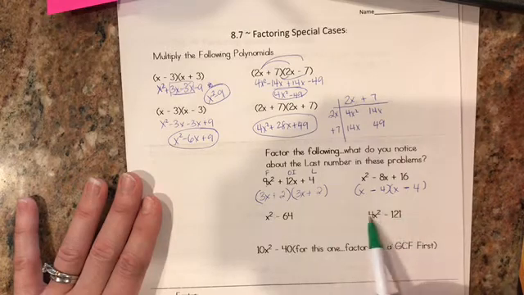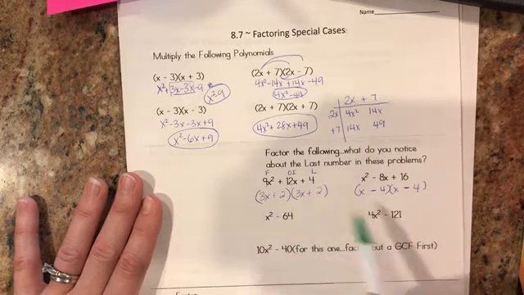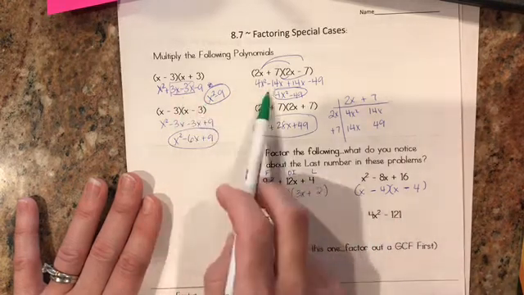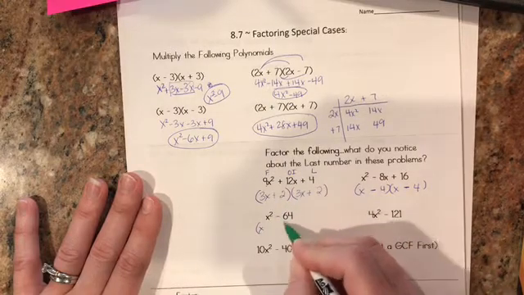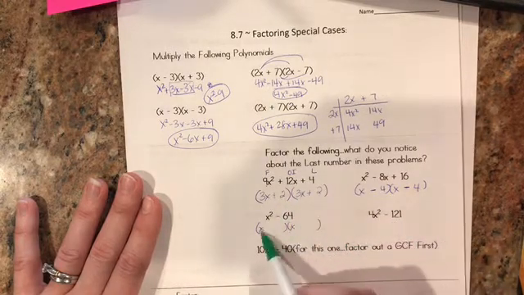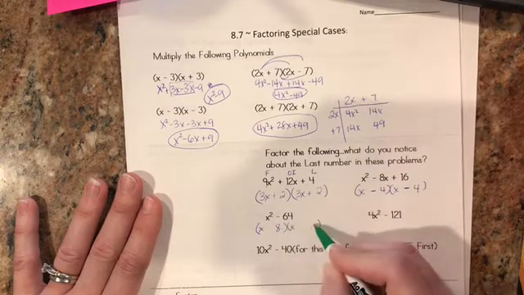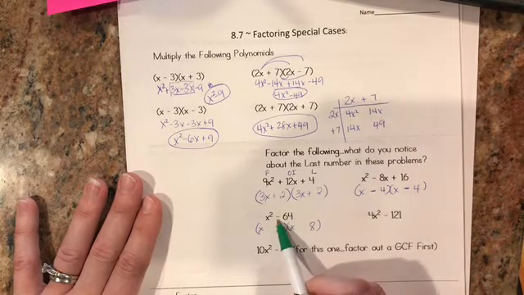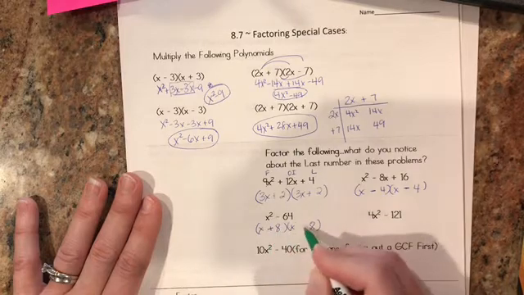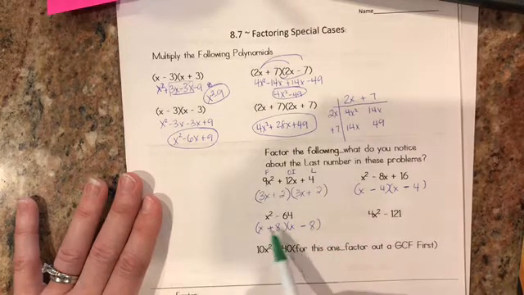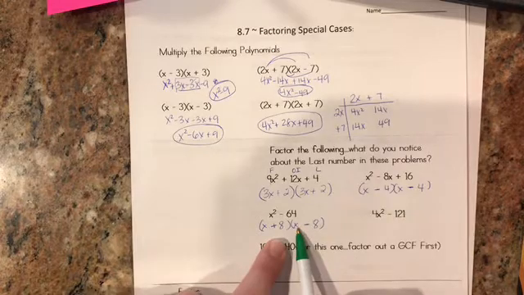Okay, notice here we only have a binomial. These are going to end up being similar to the first two problems we did. So we still have x times x is x squared, and we know 64 is 8 times 8. Well, how do you get to a negative 64? You need to have a positive and a negative. And that's exactly what we want to happen because we want these to cancel.